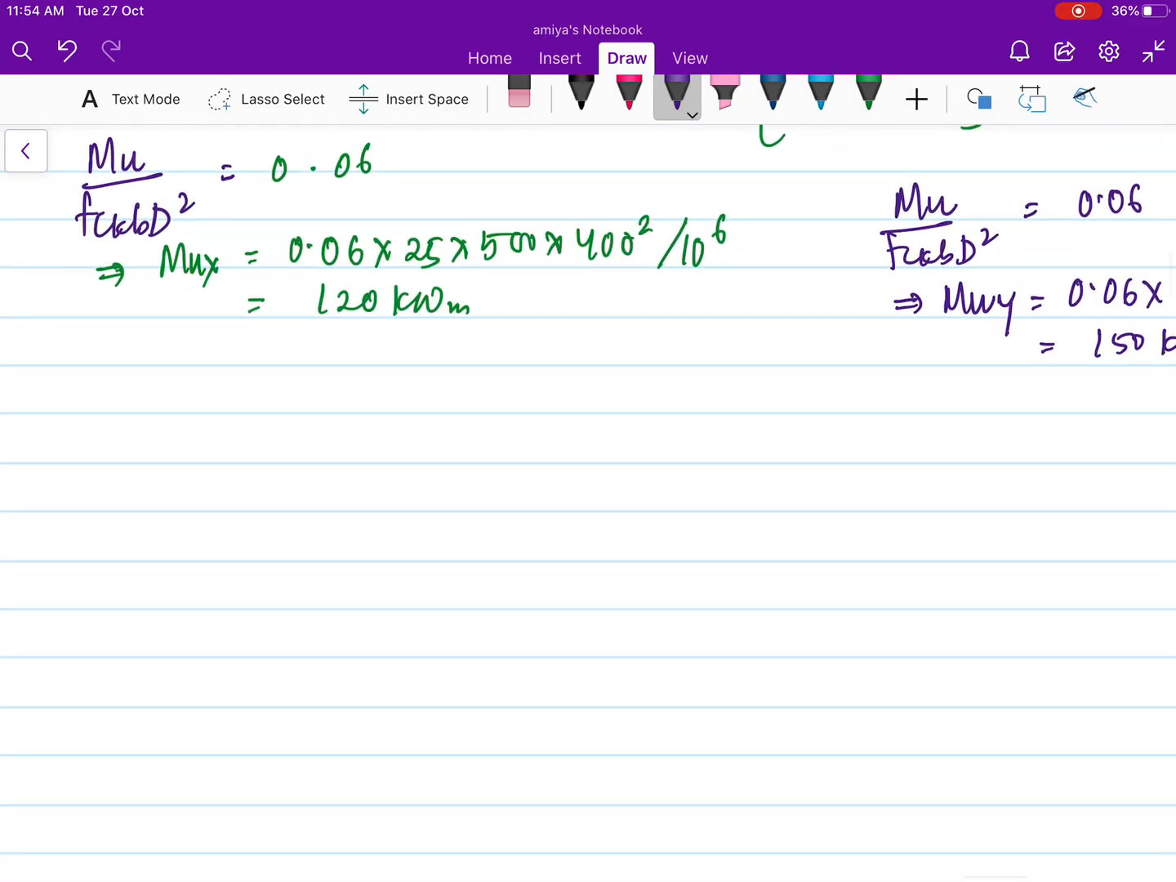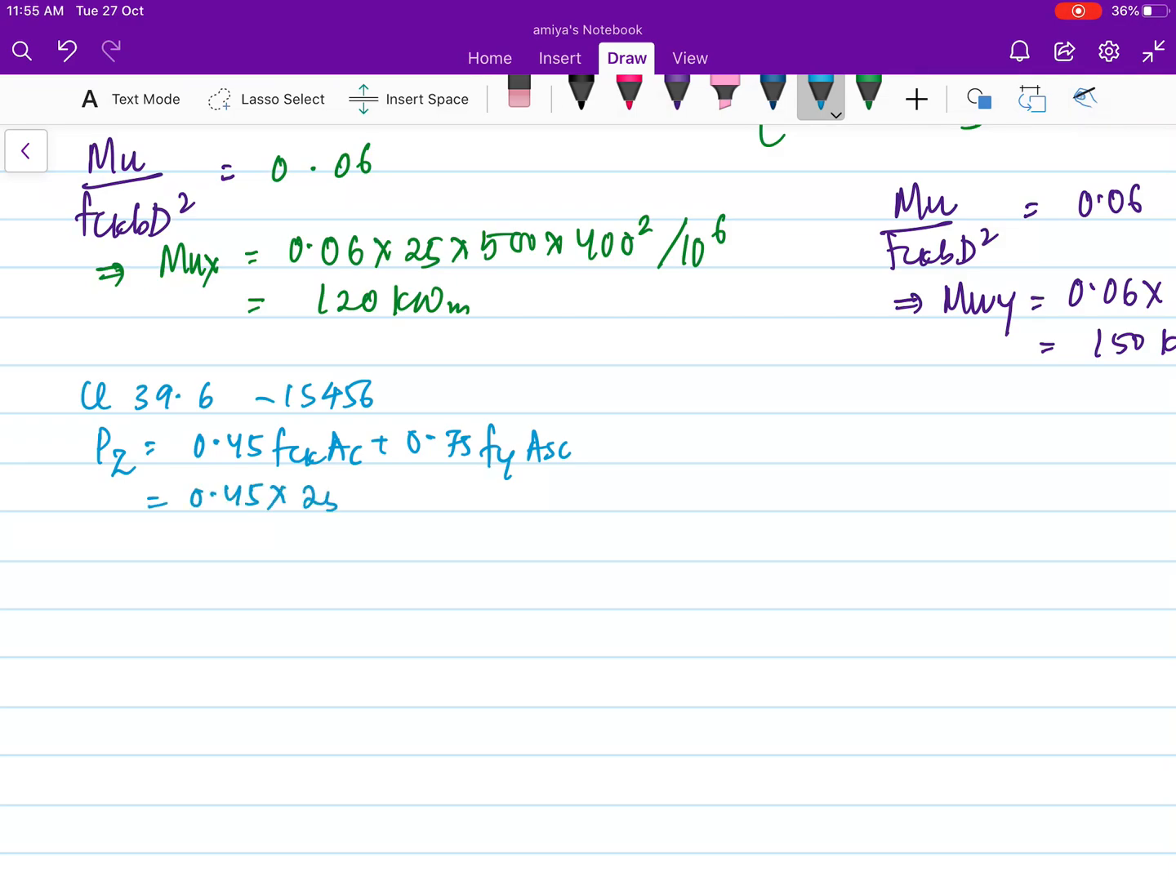Now you have to check whether the assumption is correct or not, right? So for that we need to first calculate, referring to clause 39.6 of IS 456, Pz. You have to calculate using this formula. So this is 0.45 fck into Ac plus 0.75 fy Asc. 0.45 fck, where fck is 25. Area of concrete is 400 into 500, the dimension of the column. But you have to deduct the steel area here.